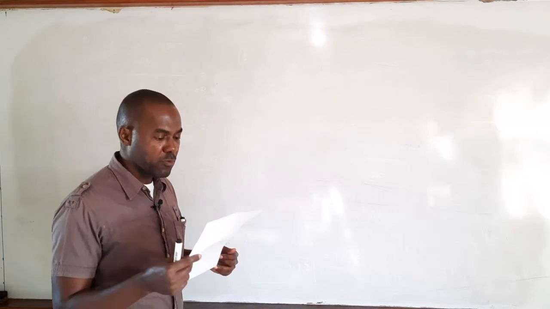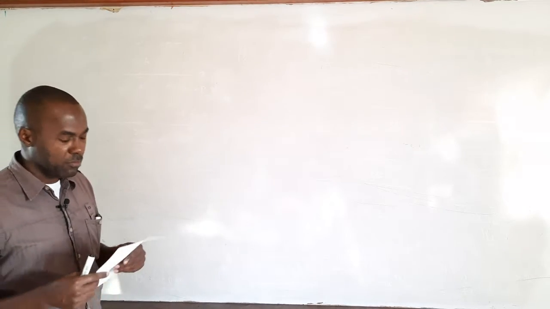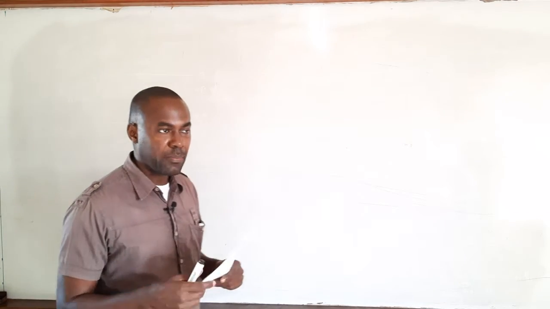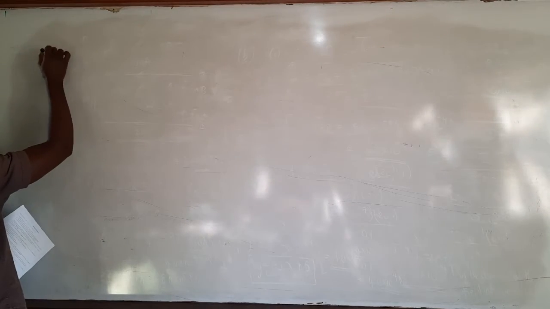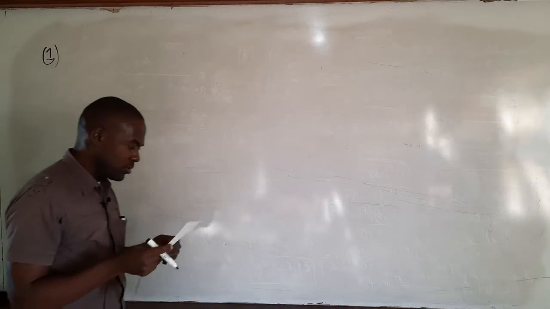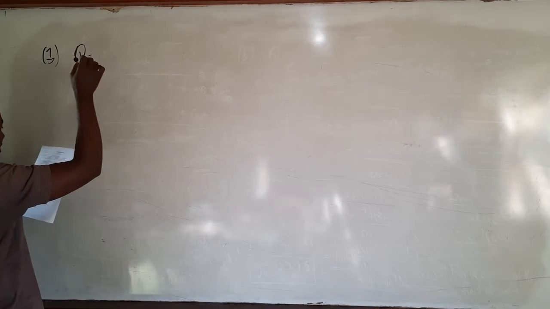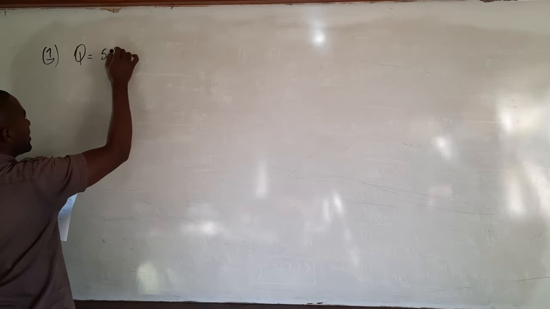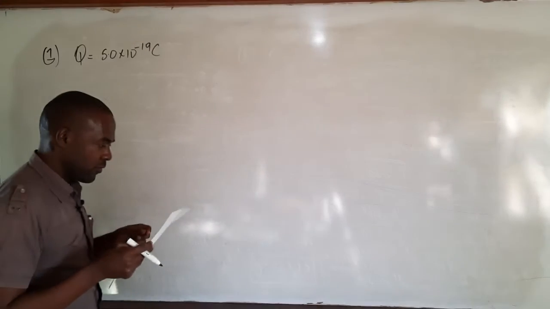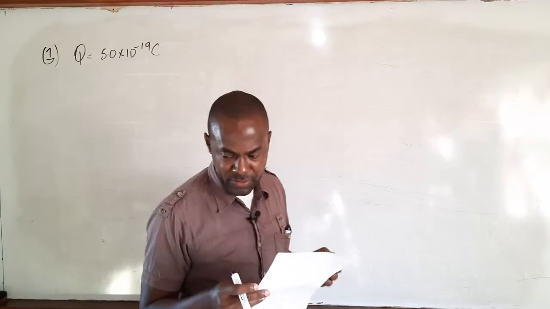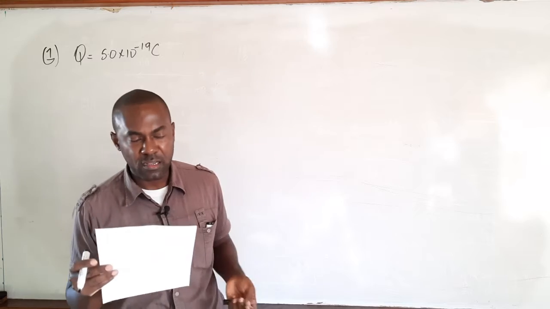So first of all, what we're given is not the capacitance, but the amount of charge the capacitor stores. So we have the charge stored, Q, equals 5.0 times 10 to the minus 9 coulombs. Now the first part of the question asks us the number of electrons which must have flowed into the capacitor.